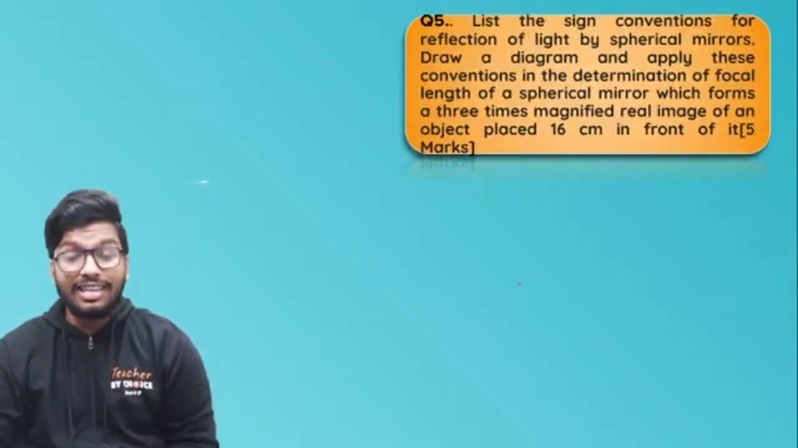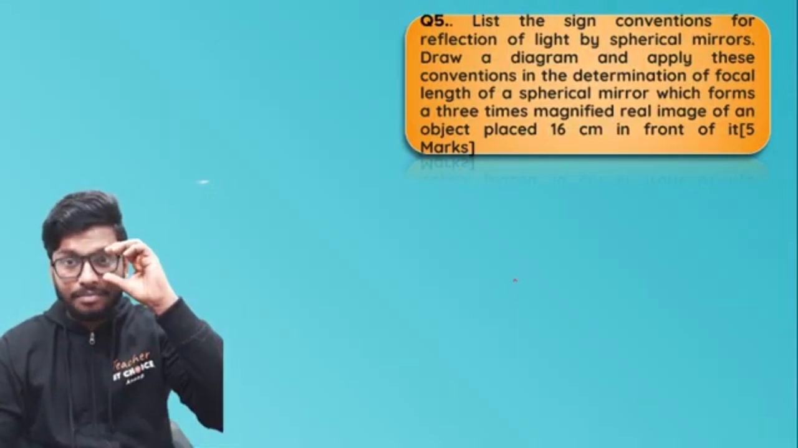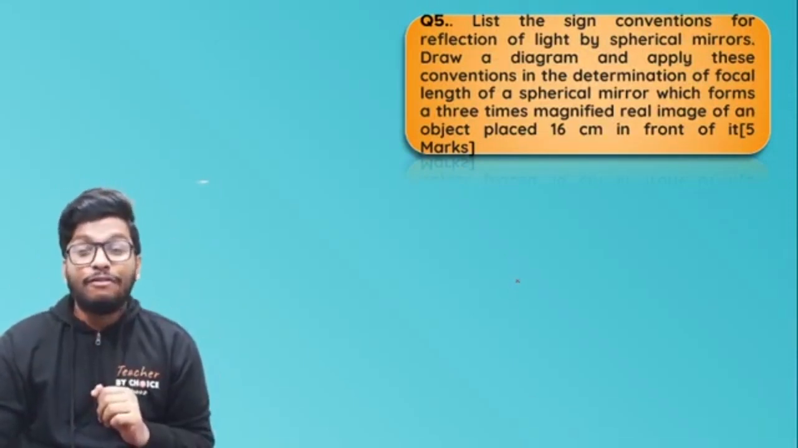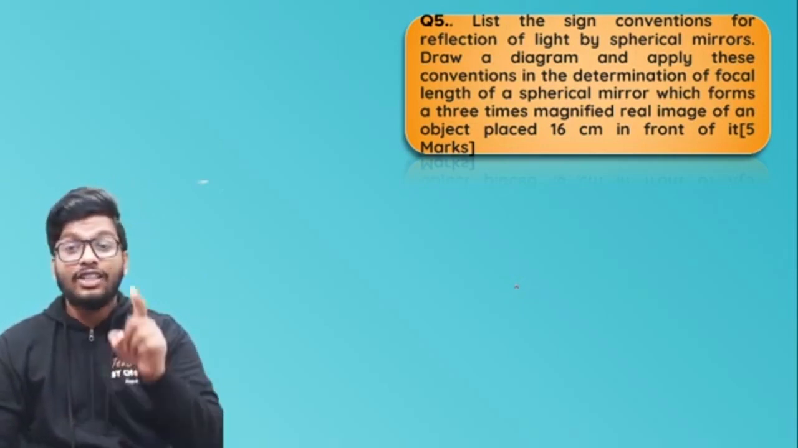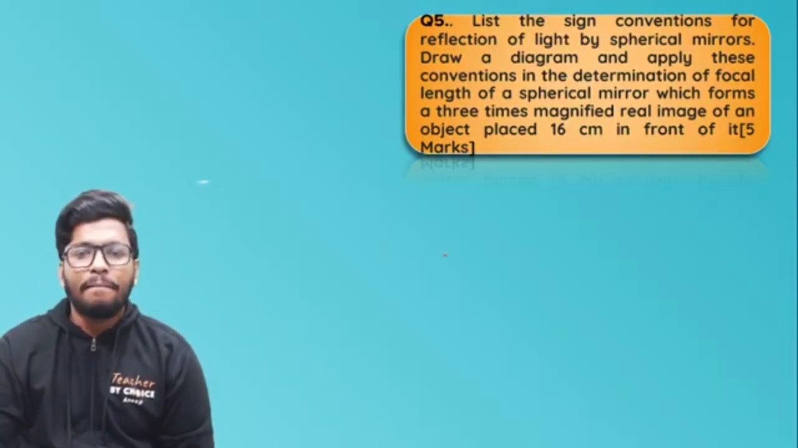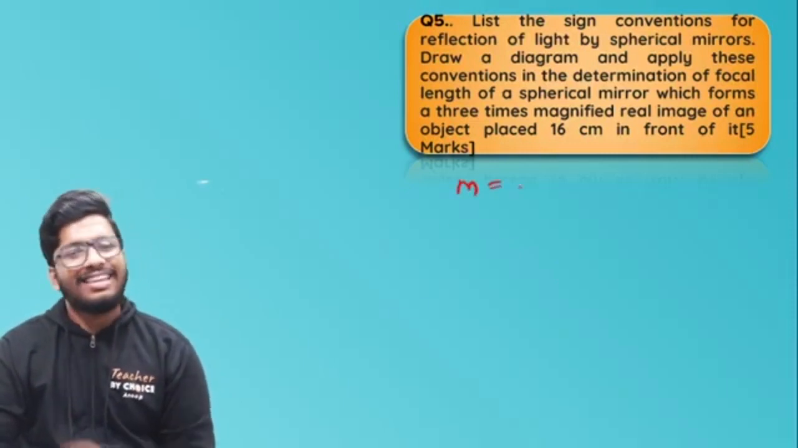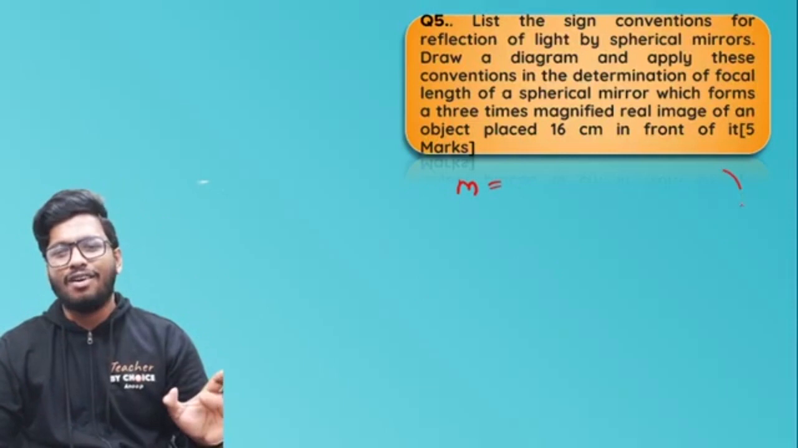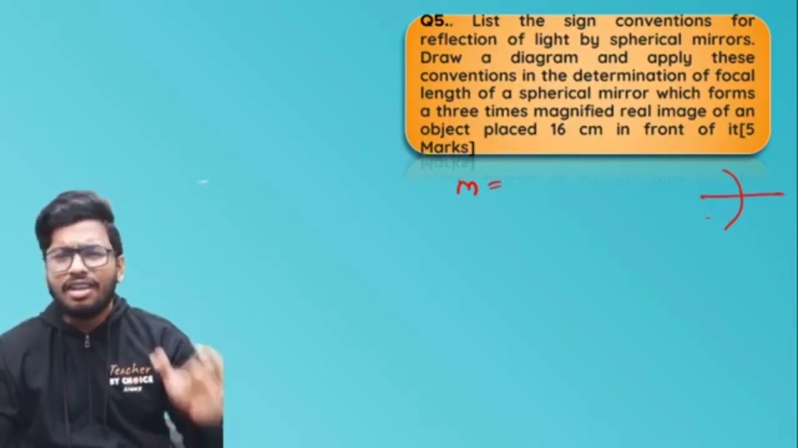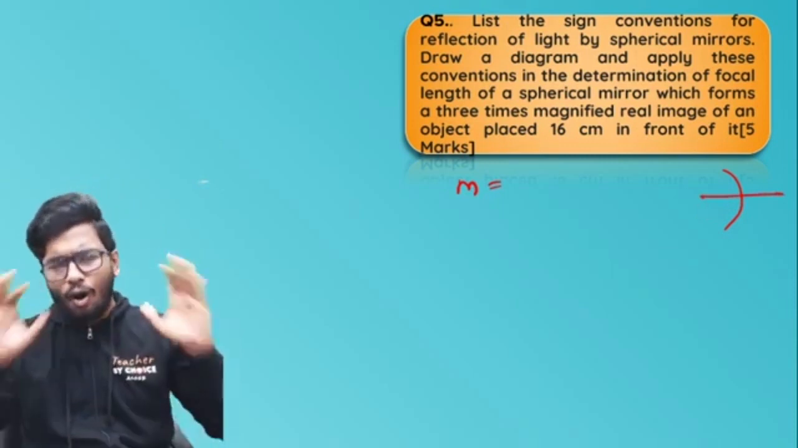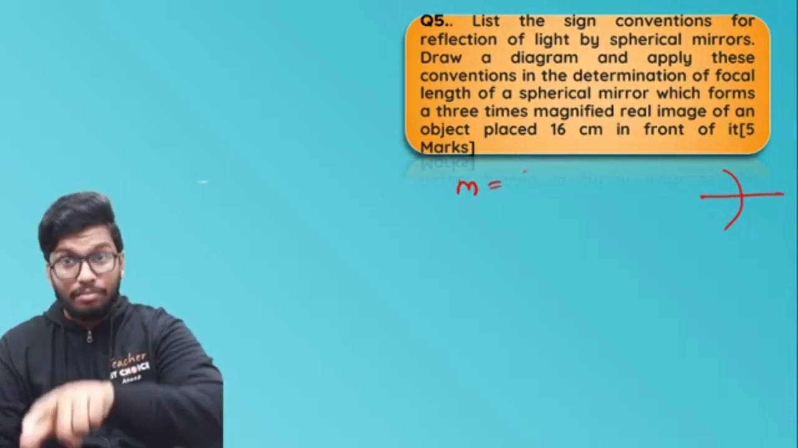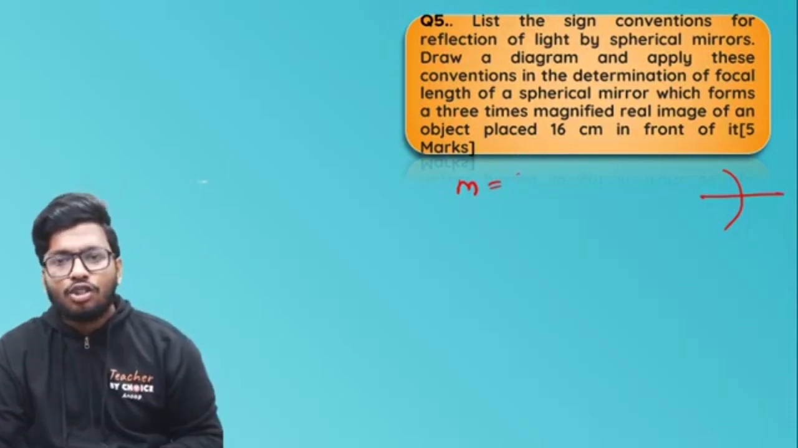Anyways, now to solve the second part of the question. The question is, use this sign convention to determine the focal length of a spherical mirror which forms a magnified real image. Now first of all, if it's forming a magnified real image, then it has got to be a concave mirror, because in convex mirrors you're always going to get a virtual image. Here they've told us it's a real image and it's magnified 3 times. So what will be the magnification?